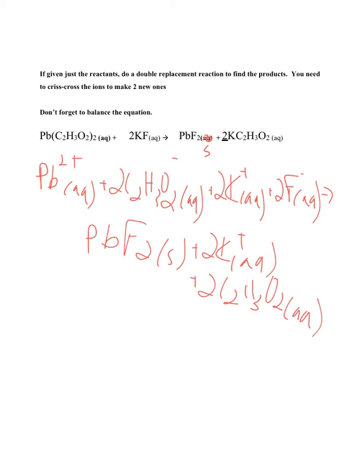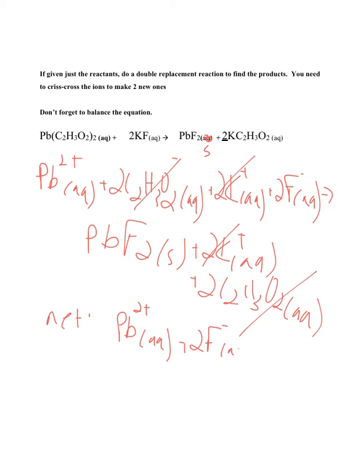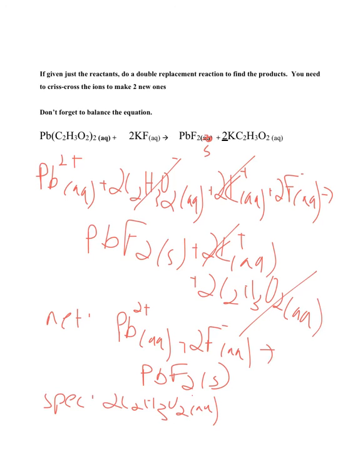So now I look and see what I can cancel out. So let's cancel out this. And then the potassiums cancel out. So my net ionic equation would be Pb2+ 2F- makes PbF2. My spectators would be what I canceled out, so that would be the acetate ion and then the potassium ion. All right, and that's net ionic equations.